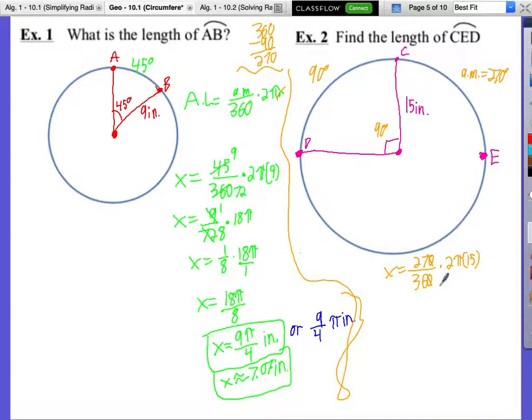3, 3 does. Okay, is there anything bigger that goes into both of those? 9, 9 while we're at it. Okay, how many times does 9 go into 27? 3. How many times does it go into 36? 4. And how many pi would this be? Okay, so 9 goes into 27 3 times, and it goes into 36 4 times, so we reduced it. And 2 times 15 is 30 pi, because we can multiply in any order here.